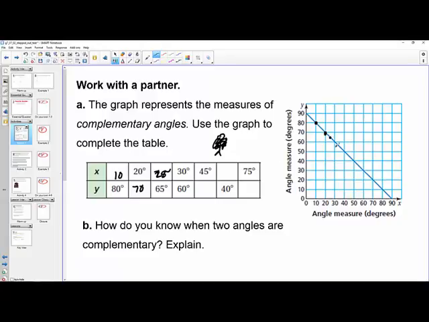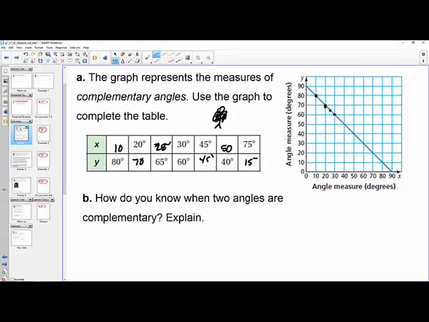30 and 60, of course, are already lined up here. 45 and 45. 50 and 40. And you'll notice that all these points are right in this line here. So that's basically how do you know when angles are complementary? When they add up to 90 degrees.